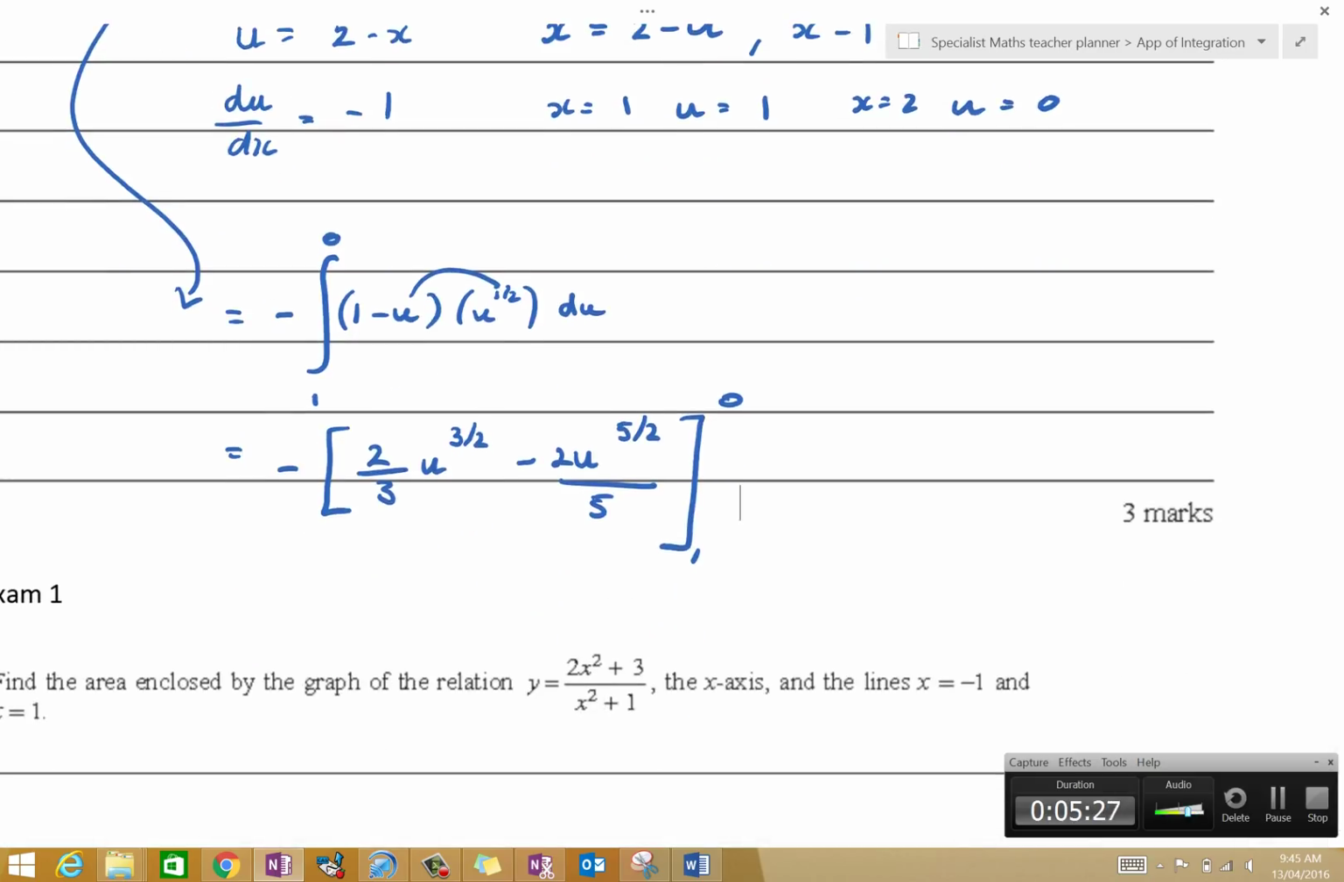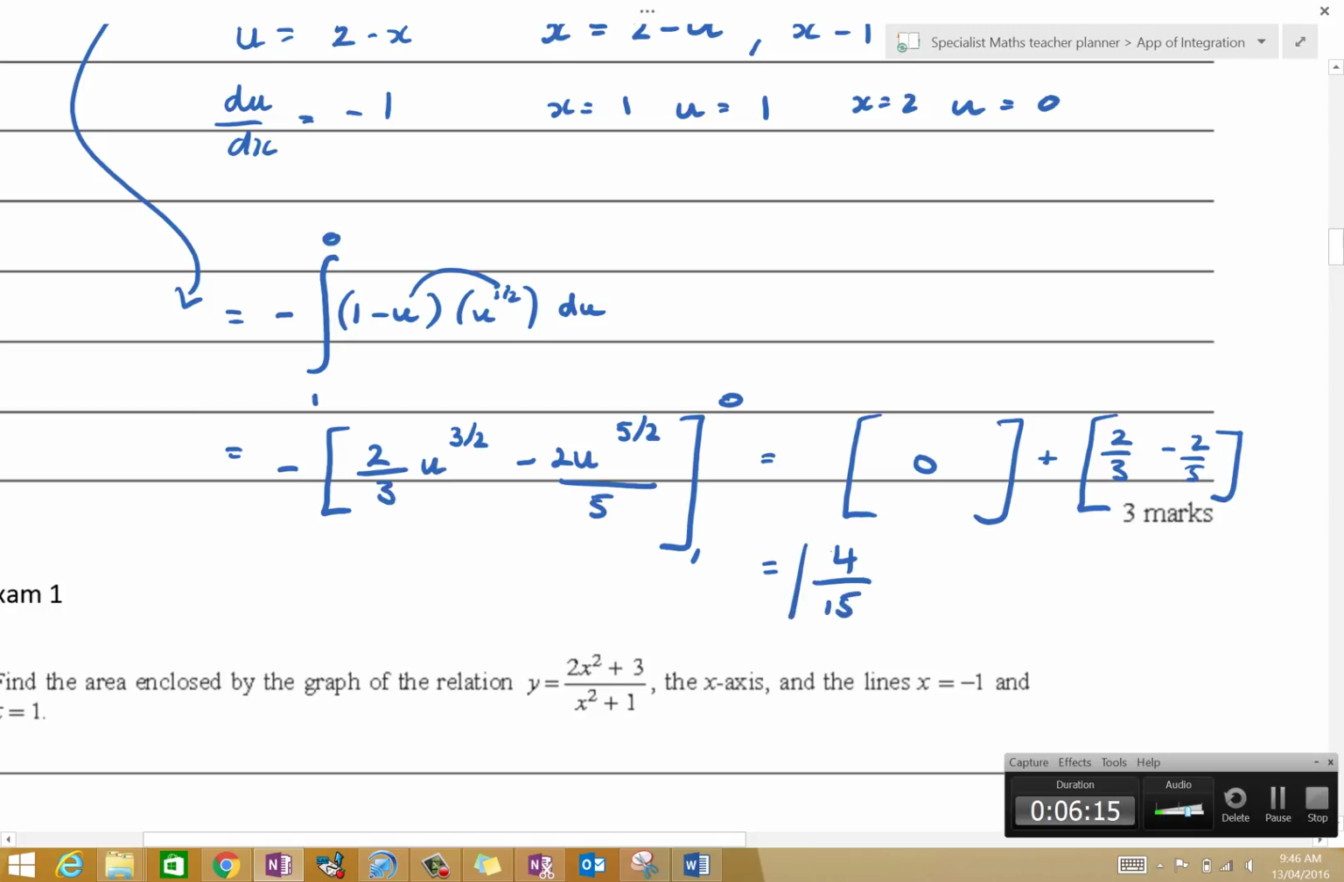Okay, so now we can evaluate that. If I throw in 0, all of that's naturally going to be equal to 0, isn't it? Subtract, but I'm subtracting a negative, so in other words, I'm adding. Let's throw in 1 in there. That's going to be 2/3 minus 2/5. And 2/3 minus 2/5 is, what have we got? We've got to get 15 as a common denominator: 10 on 15 minus 6 on 15. Is the answer 4 on 15? Look at that. 4 on 15. Units squared, if you like.